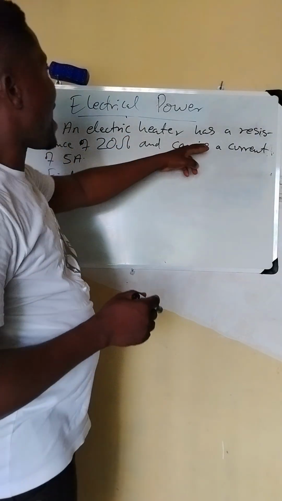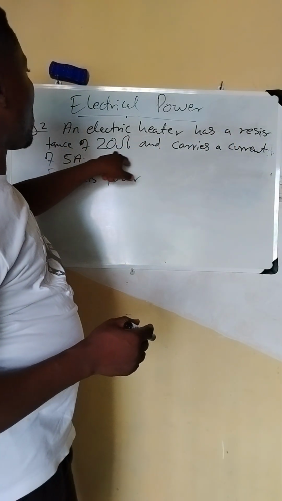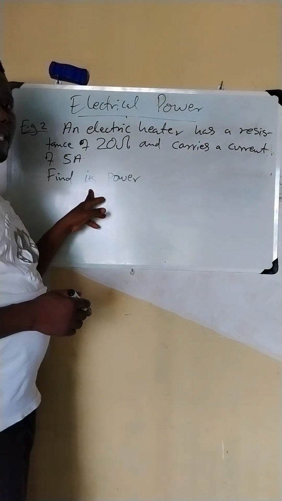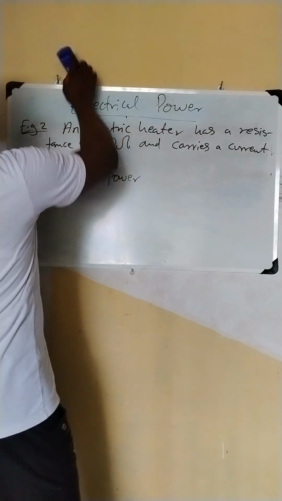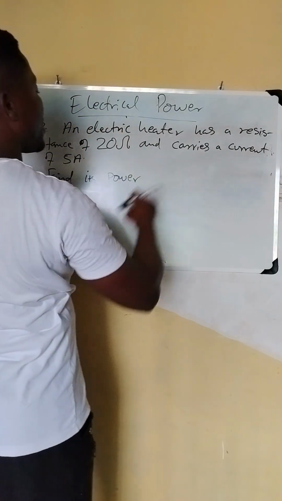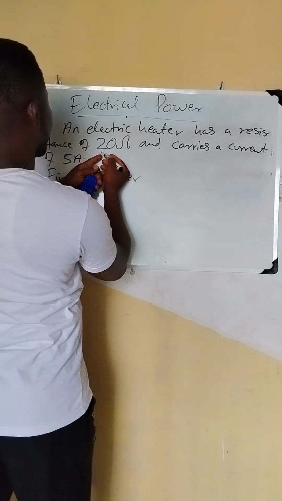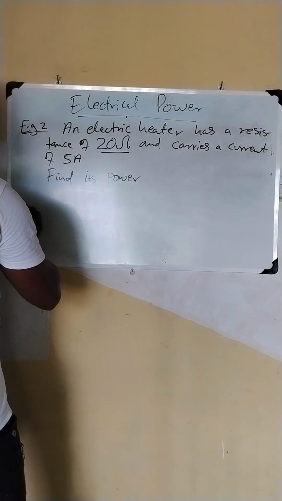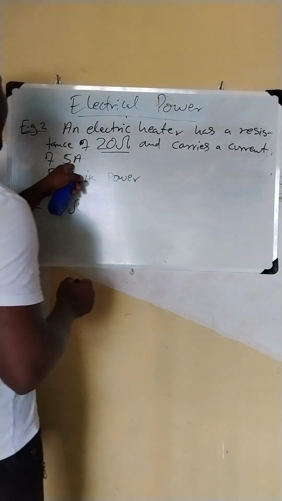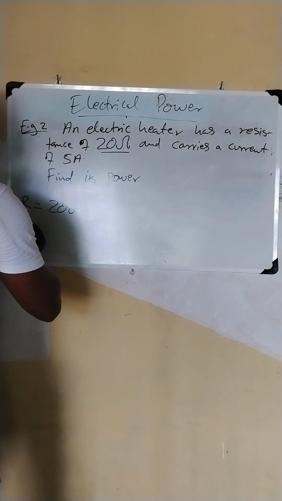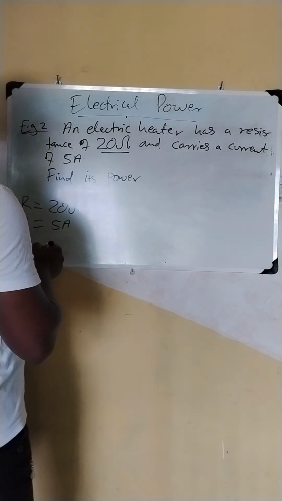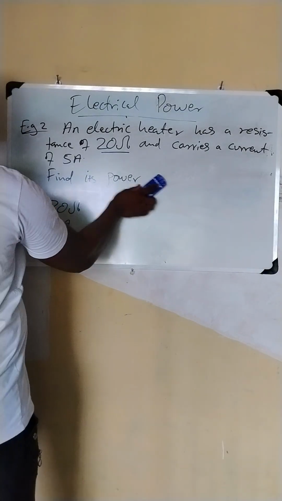All right, look at the board. An electric heater has a resistance of 20 ohms and carries a current of 5 amps. Find its power. Let's see how to solve this. Before I erase this, let's write out the information here. Here we have resistance R equal to 20 ohms. Then you know that current is measured in amperes, I is equal to 5 amps. You are asked to find its power.